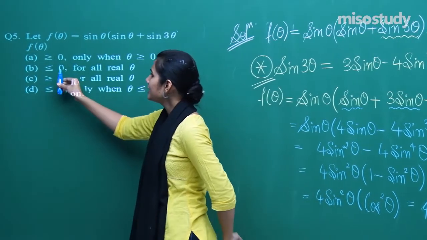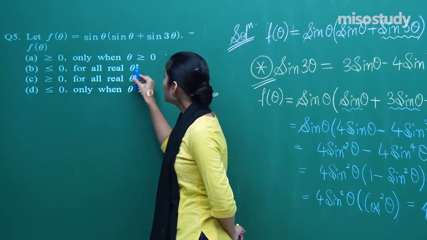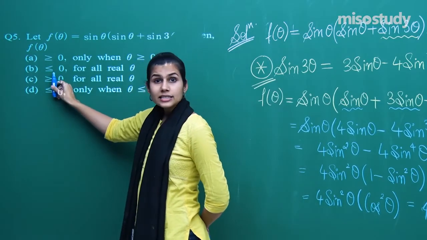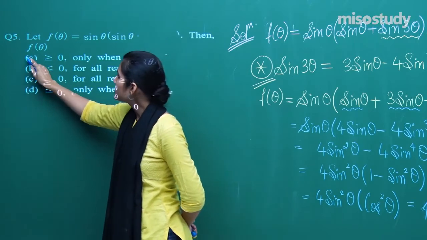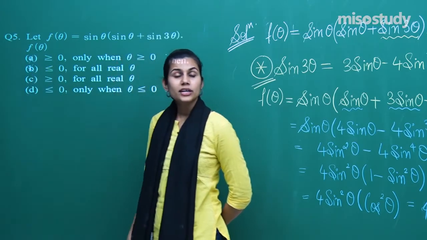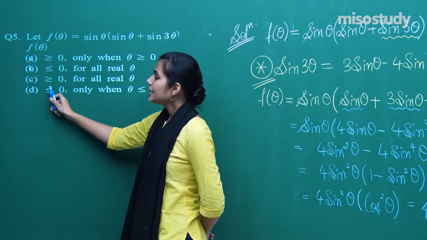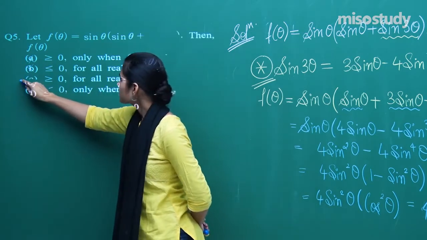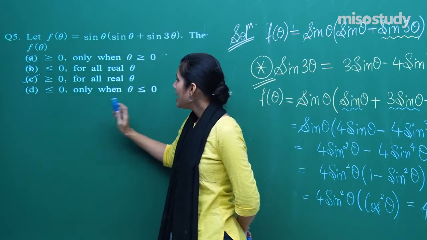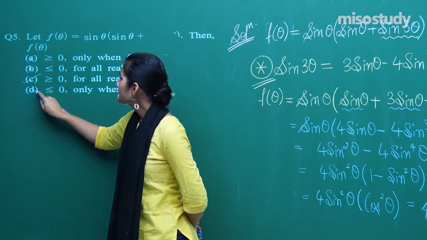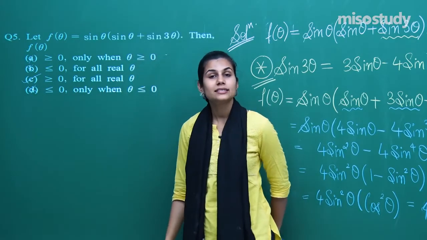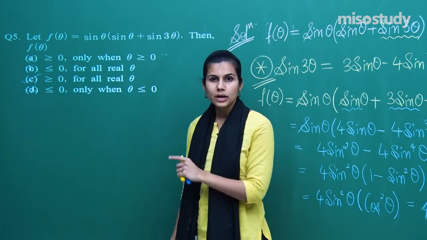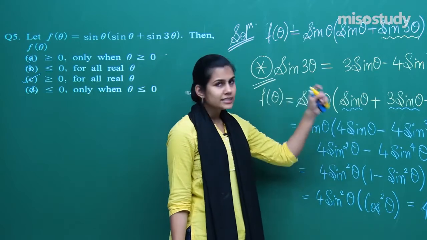The first one says that f of theta is non-negative only when theta is non-negative. That's not true. F of theta is less than equal to 0. That is absolutely wrong. I am getting greater than equal to 0. Third one says yes, it is greater than equal to 0 for every real theta. That is what is correct, and D is again wrong because it is dealing with f theta being less than equal to 0.